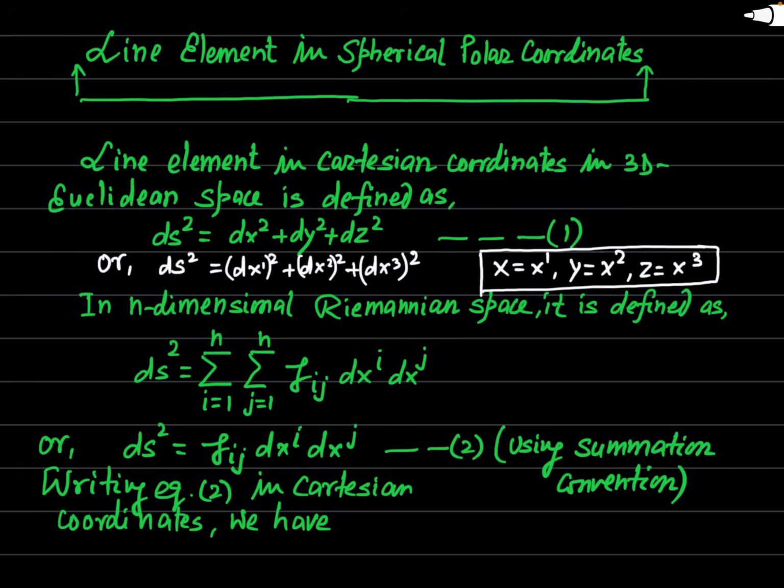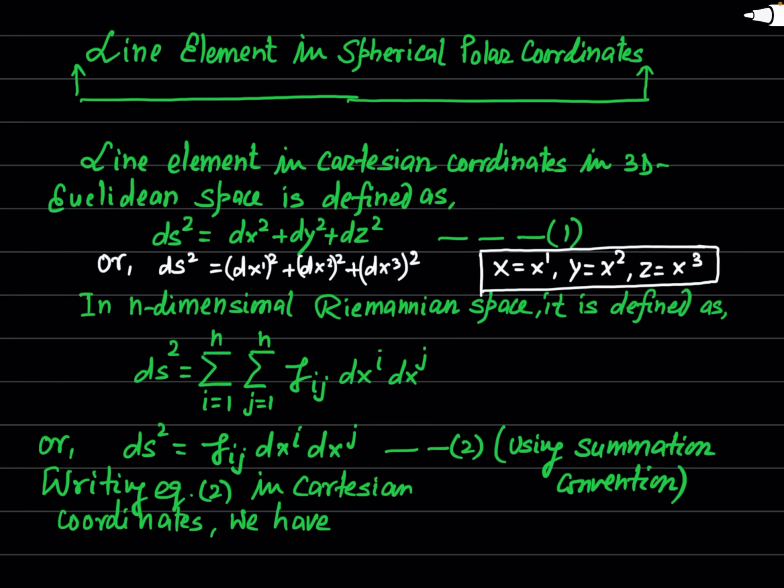You know, apart from the Cartesian coordinate system, there are two other important orthogonal coordinate systems, and those are the spherical polar coordinate system and the cylindrical coordinate system. So in this present lecture, our aim is to express the line element and the metric tensor in spherical polar coordinates. And in the next lecture, we will see the same thing in another important orthogonal coordinate system, which is the cylindrical coordinate system.